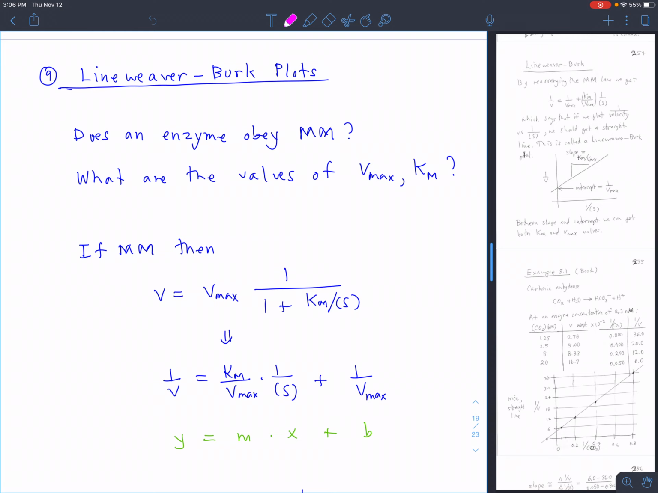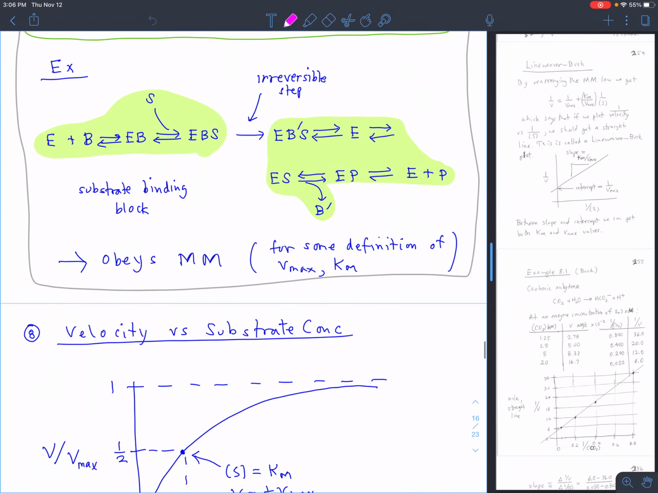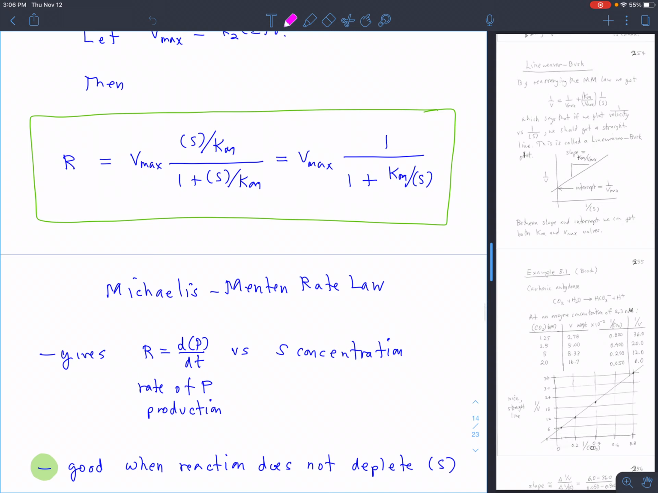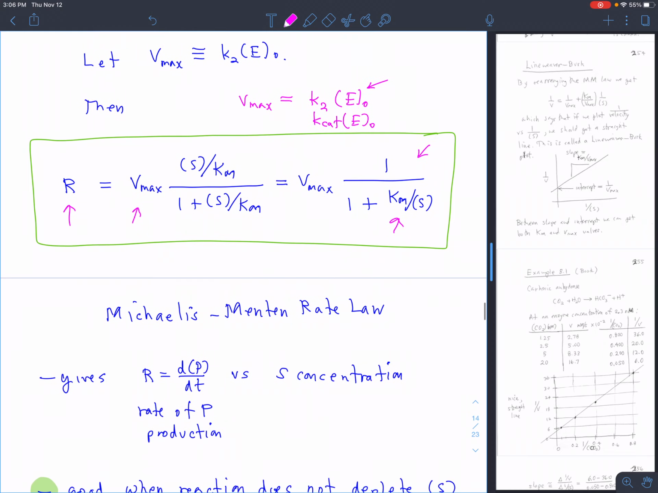So we talked last time about the Michaelis-Menten mechanism and the Michaelis-Menten rate law, and where is it up here? There it is. So the rate of reaction, enzymatically catalyzed reaction, is equal to Vmax times 1 over 1 plus quantity Km over S. And remember that Vmax is equal to k2 or kcat, if you like, times the total enzyme concentration. And remember, this total enzyme concentration isn't just the free enzyme, it's also the sum of free enzyme plus bound enzyme, so it's a constant.